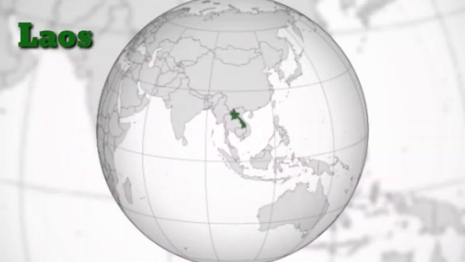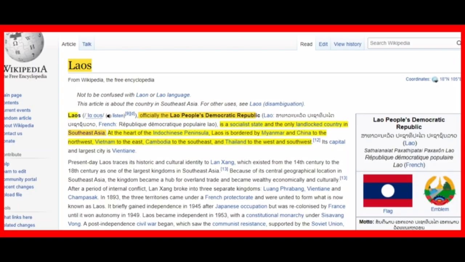Laos. Laos, officially the Lao People's Democratic Republic, is a socialist state and the only landlocked country in Southeast Asia. At the heart of the Indo-Chinese Peninsula, Laos is bordered by Myanmar and China to the northwest, Vietnam to the east, Cambodia to the southeast, and Thailand to the west and southwest.